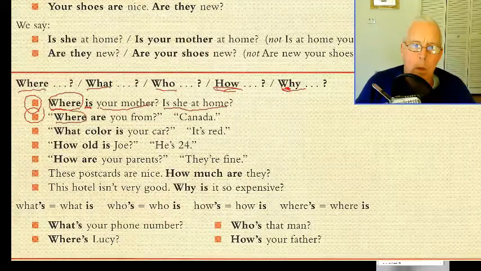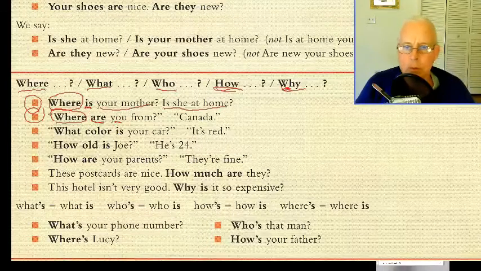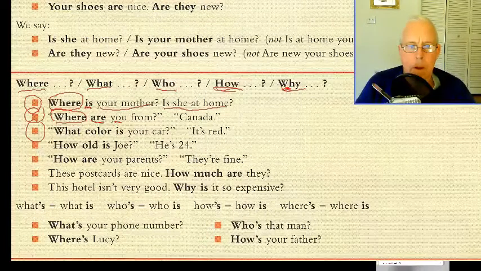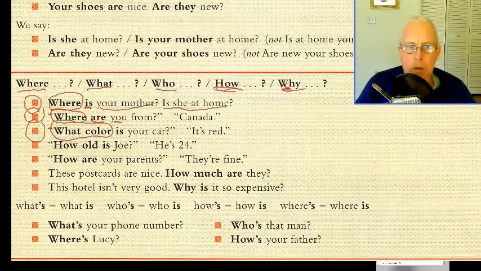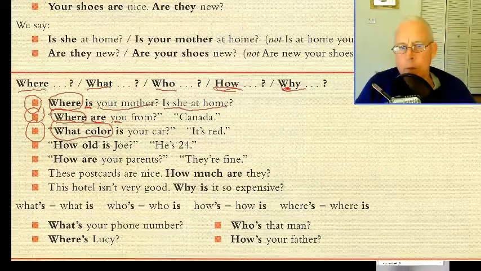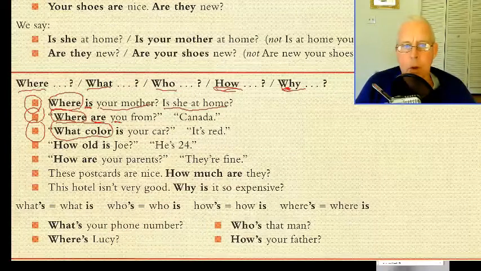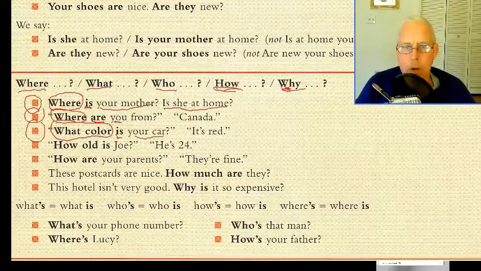Where are you from? Canada. What color? That's considered the WH phrase, goes at the beginning. What color is your car? It's red.